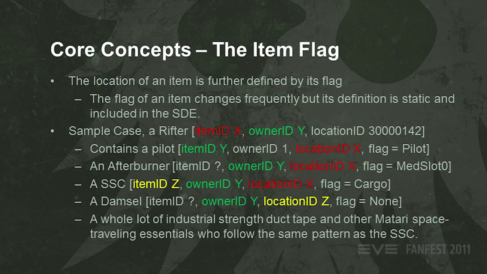So we have these flags over here to say something more about the location. The pilot is the pilot, the afterburner is in mid slot 0, the SEC is the cargo, and the damsel, which is in the SEC, doesn't have any flag because there is no more meaningful information to be gleaned from that. If you're in a container, you're just in a container. There is nothing more to that.